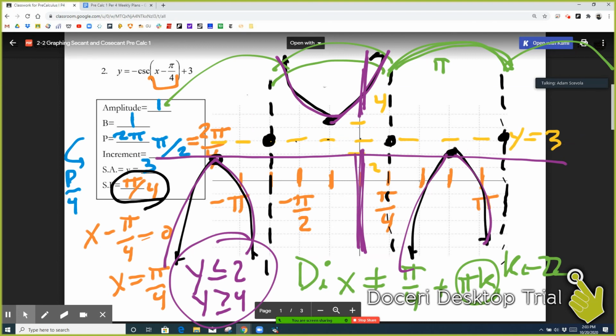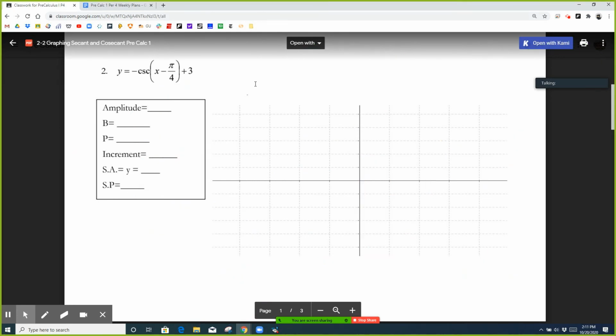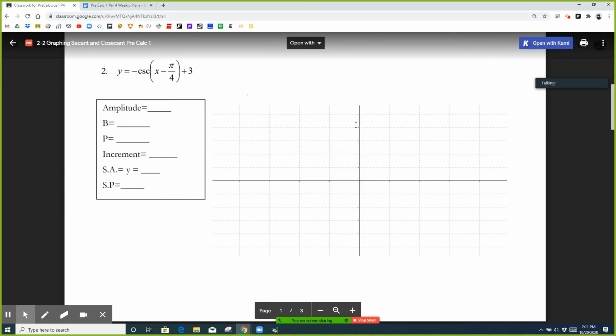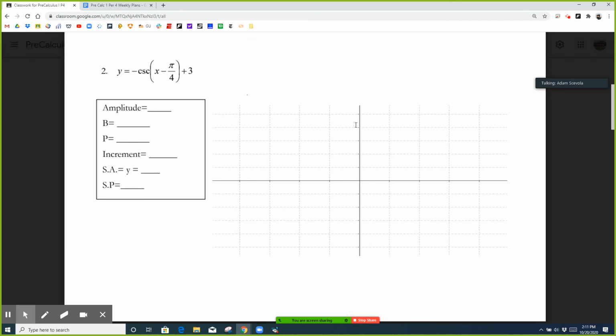All right, that's how you graph cosecant. All right, and now you could go and finish these problems, and I'll help you if you need help. But it's going to be the same exact setup. And if it's sine or cosine, then you draw that middle curve. If it's secant or cosecant, you do the parabolas facing opposite directions.